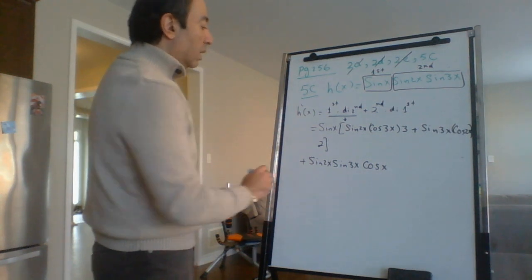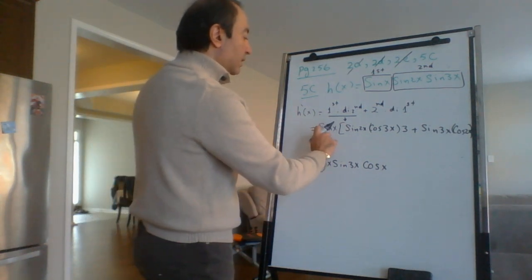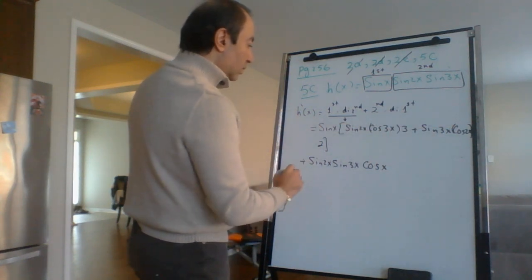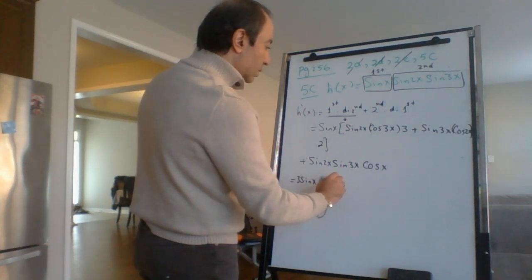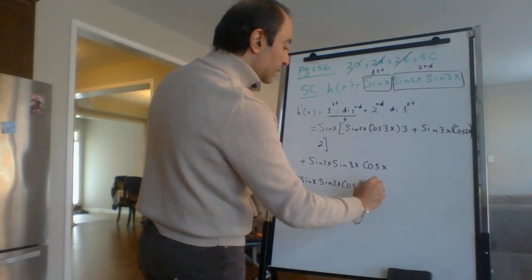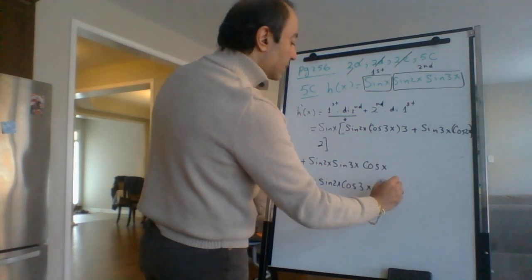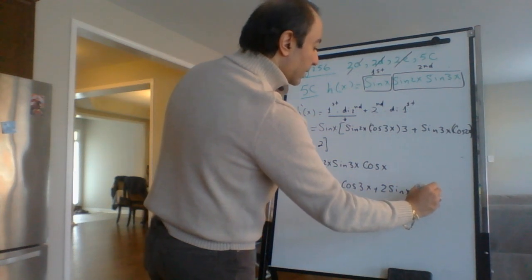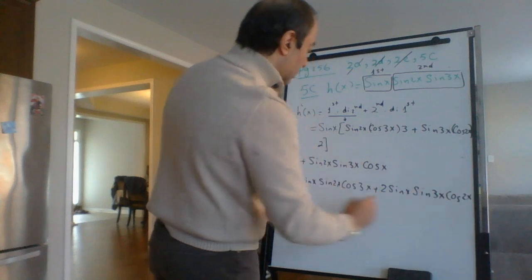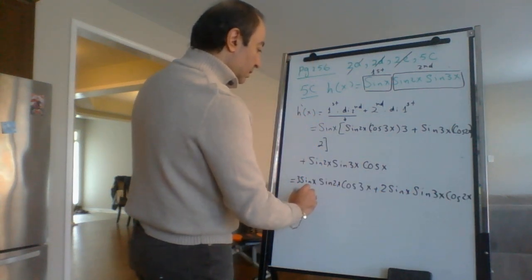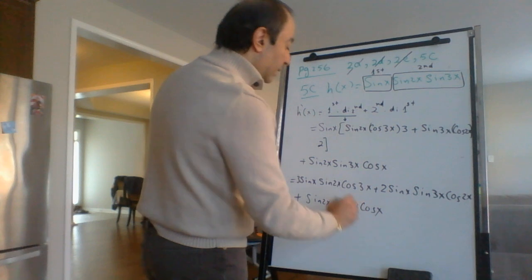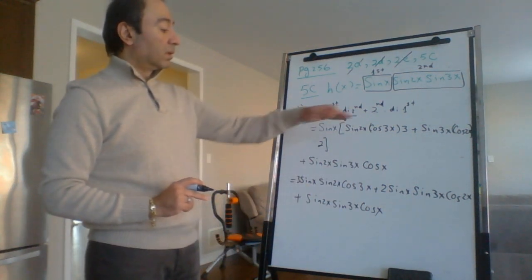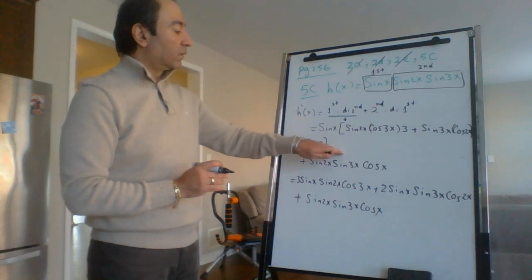Yes. Now I can distribute sine x over this bracket. So it will be sine x times 3 sine 2x cosine 3x, plus 2 sine x sine 3x cosine 2x, plus sine 2x sine 3x cosine x. And this will be the final answer after we multiply sine x with the derivative of this.